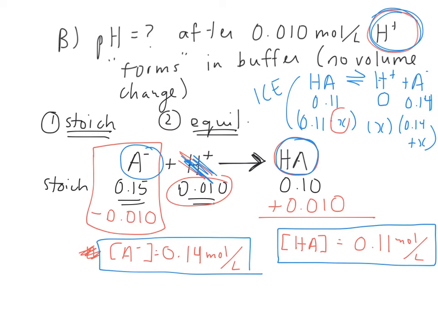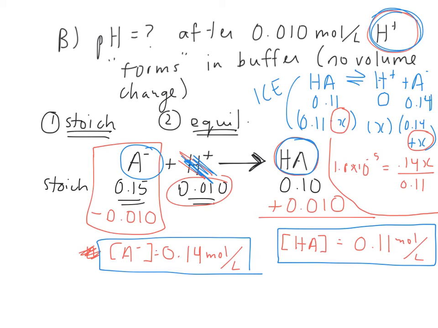Just like before, we're going to disregard these small x's. We're going to set it equal to my Ka, which was 1.8 times 10 to the power negative 5, I think and hope. I'm going to have 0.14 x over 0.11. I'm going to solve for x and kick that over to a pH. I'm doing that as we speak.